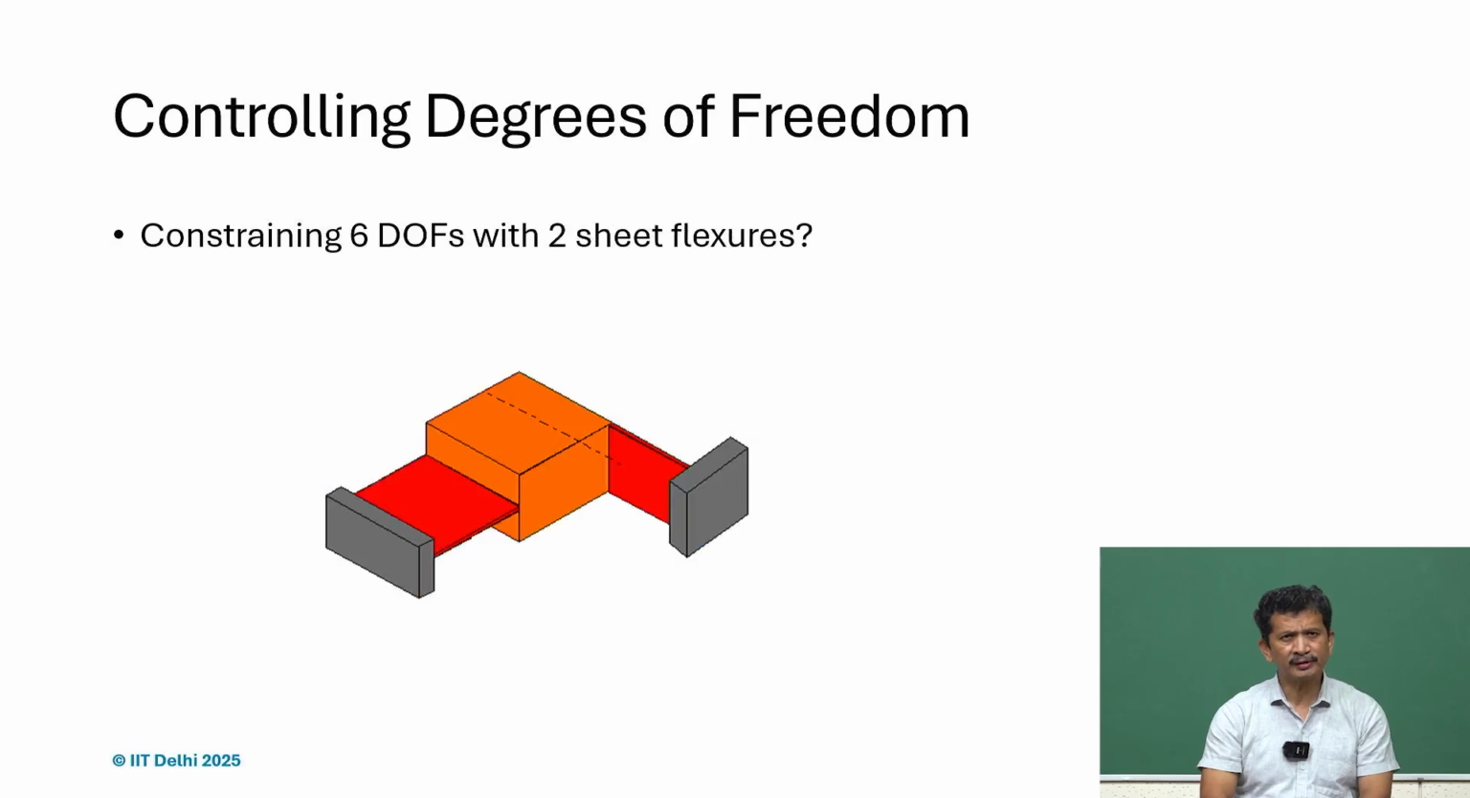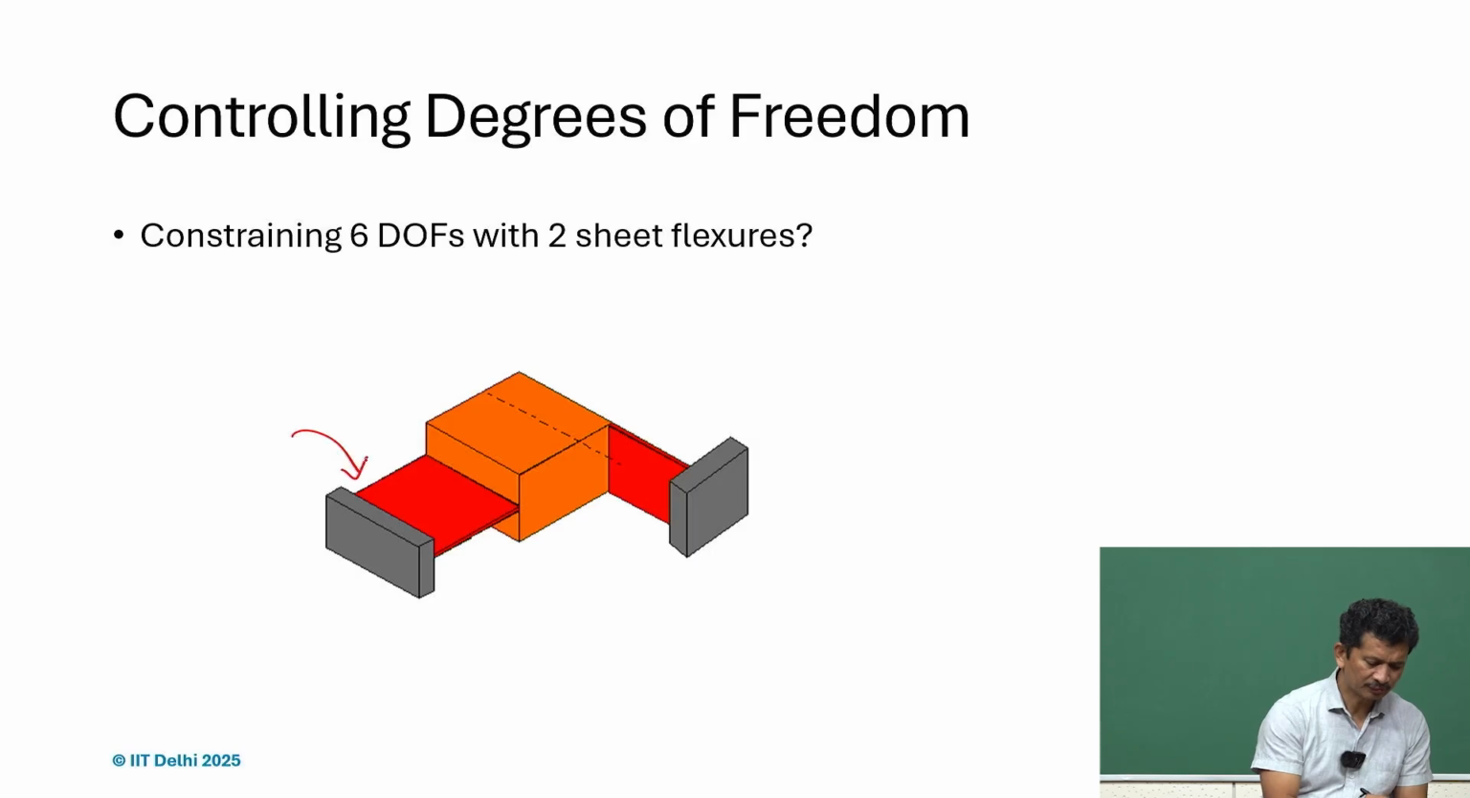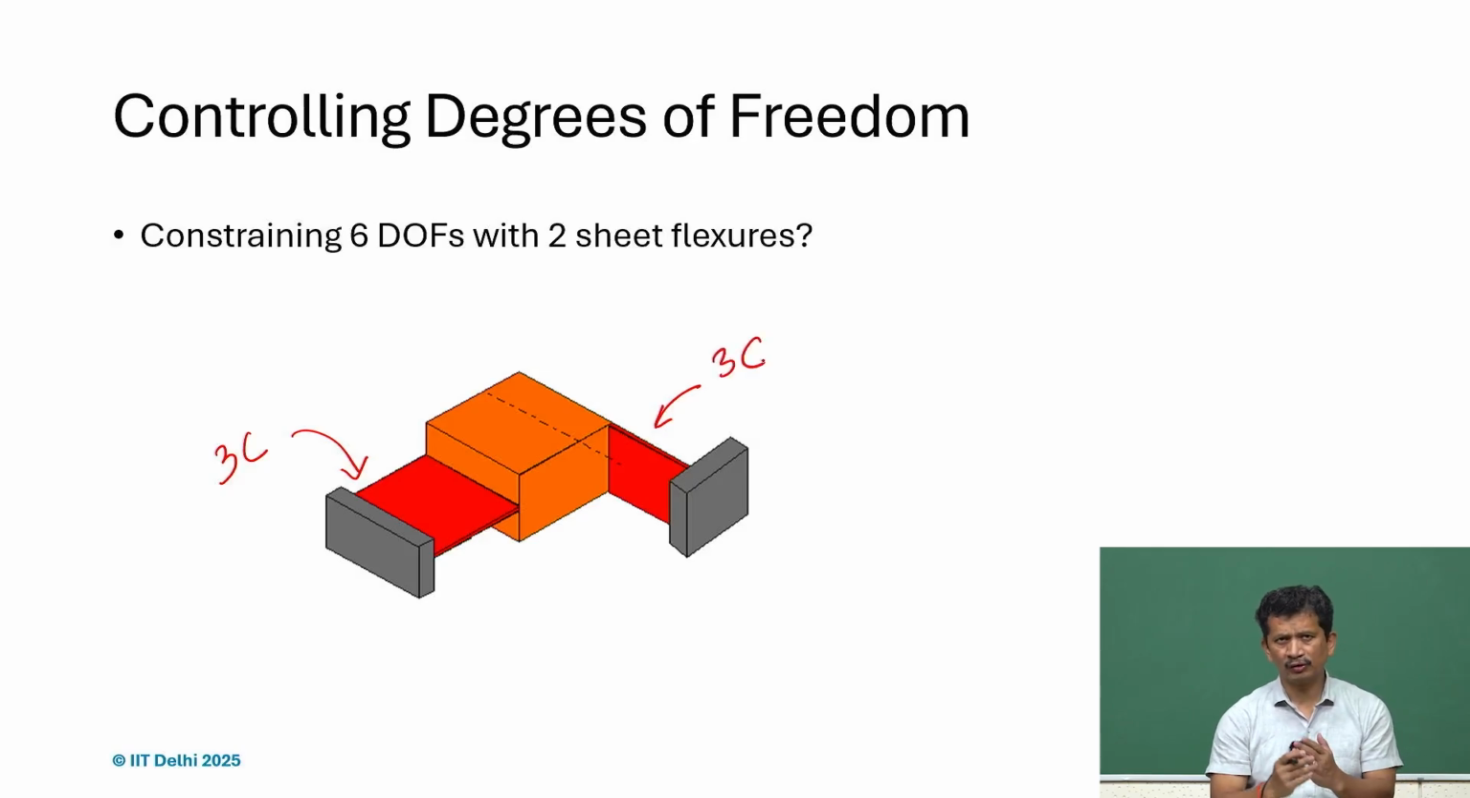Now, the question is, each sheet flexure provides 3 constraints. So, 3 plus 3 is 6. So, one can say there are 6 constraints. So, is it possible to constrain all the 6 degrees of freedom using 2 sheet flexures? Any 2 sheet flexures if we take, is it possible to constrain all 6 degrees of freedom?